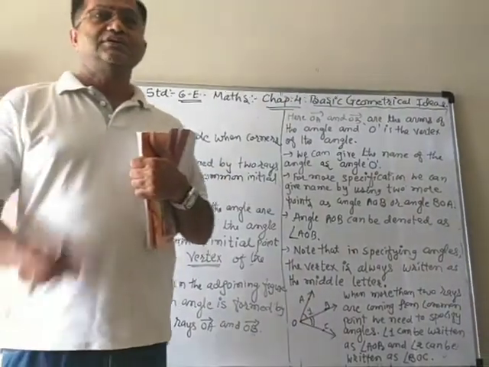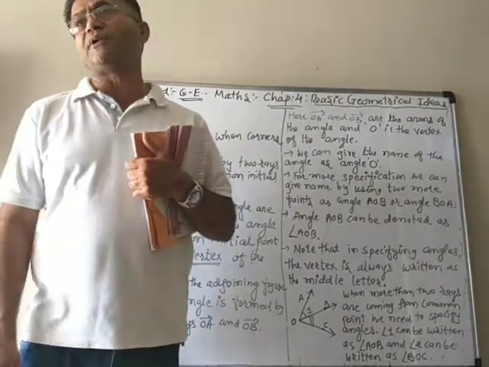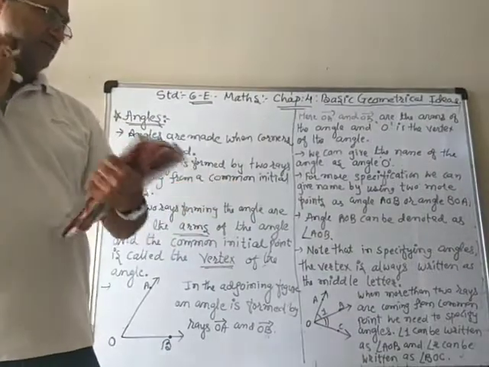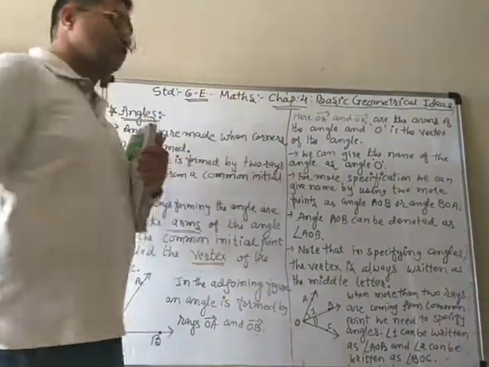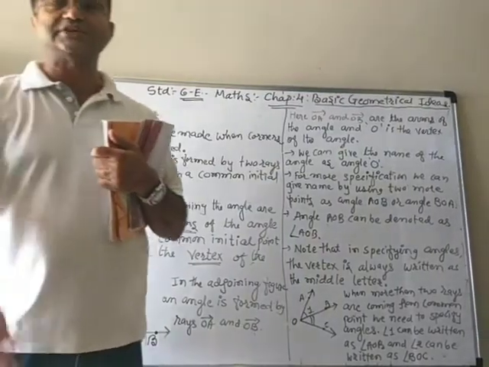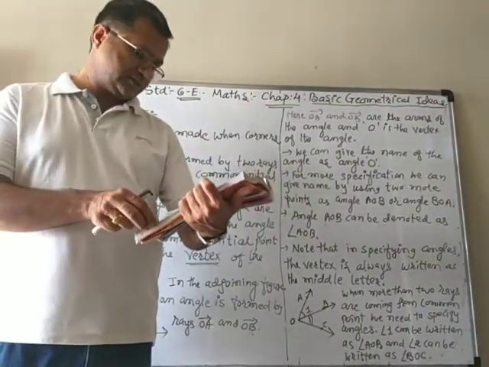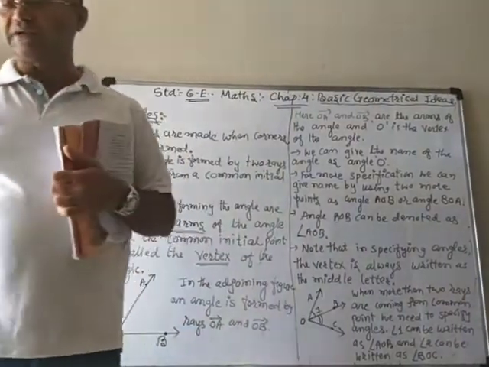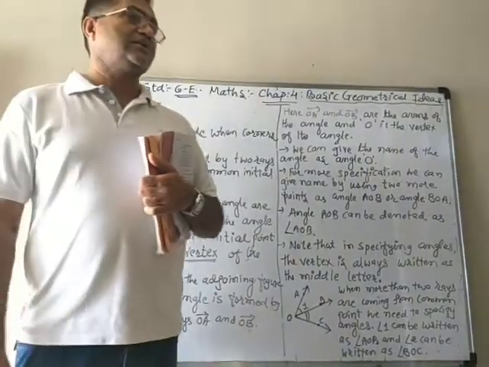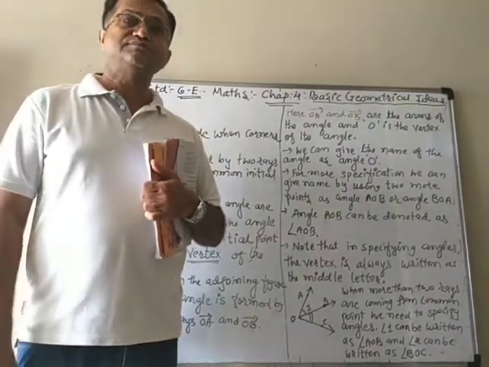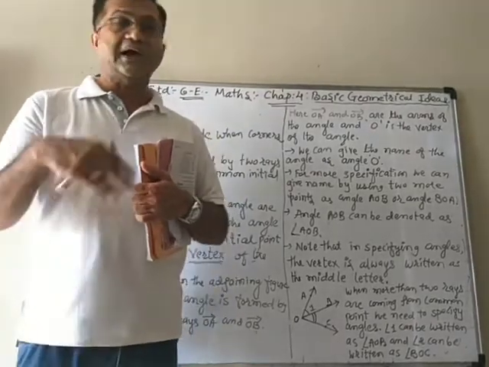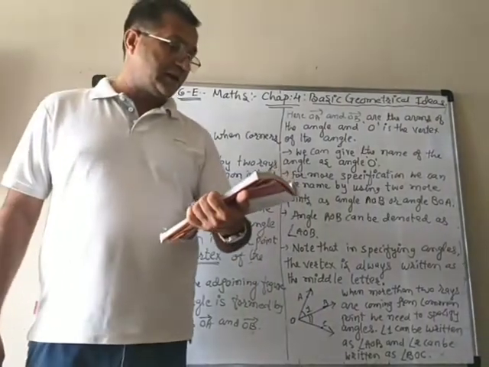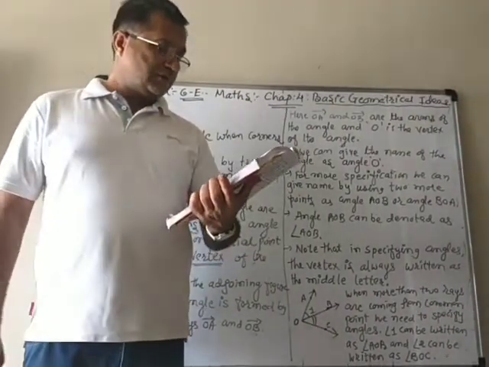In the beginning, the simplest thing we learned in geometry was a point. A point, as we know, is the dot we put with a sharp pencil. Then we learned about a line segment. A line segment is a part of a line. It has two end points, and we also learned how to denote it with notations. Then we learned about the line.